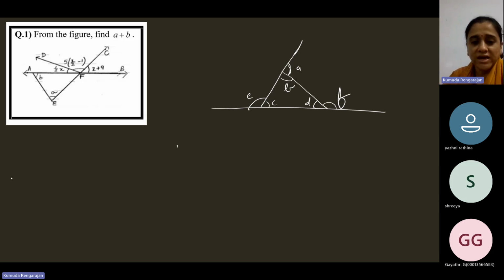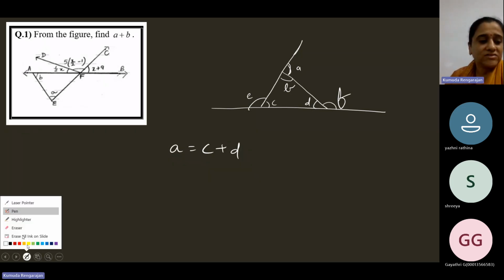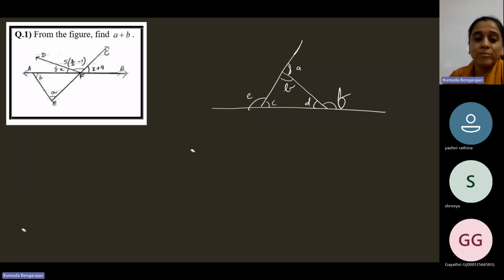Okay, now A is equal to, leave B, the remaining two interior angles, C plus D. Which are the three interior angles of the triangle? B, C, and D, right? Leave the immediate interior angle. Exterior angle is equal to the sum of the two interior opposite angles. So exterior angle A is equal to, ignore B, C plus D.